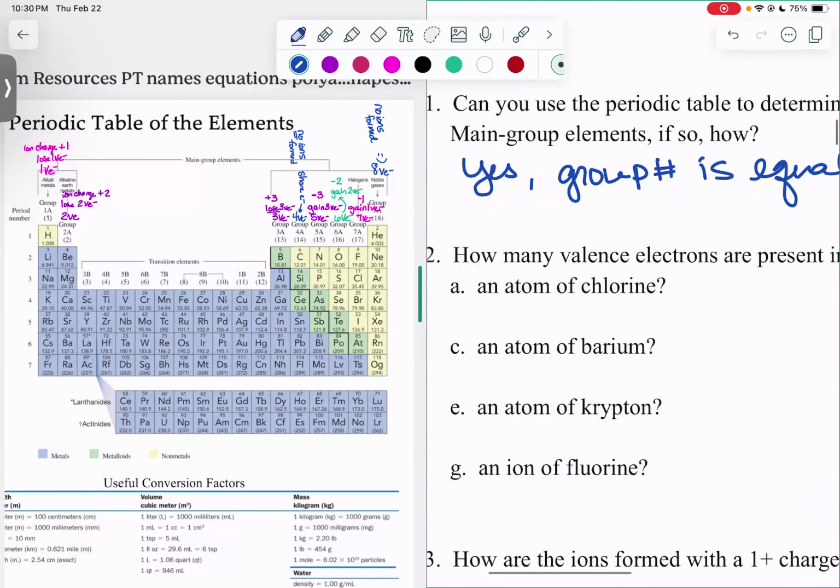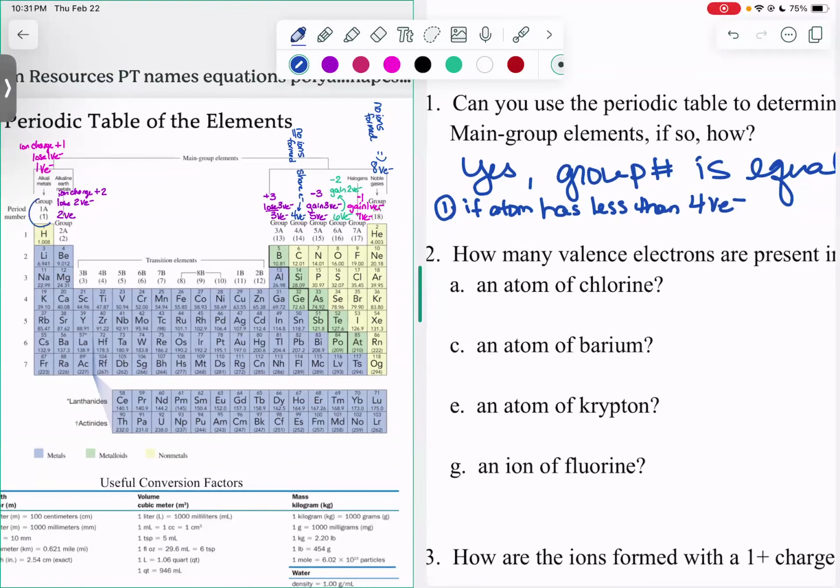In the very first scenario, if an atom has less than 4 valence electrons, what's going to happen? Well, things that have less than 4 valence electrons, that is, group 1A has 1, group 2A has 2, group 3A has 3. Those are the only 3 that have less than 4 valence electrons. So is it going to gain or lose its valence electrons? Well, in every single one of these, we are lose, lose, and lose.